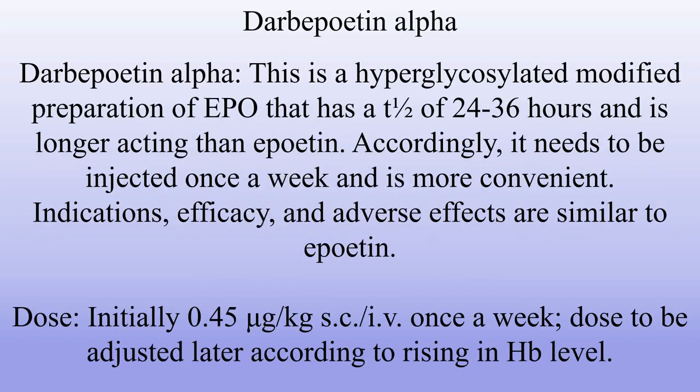And darbepoetin alpha. Darbepoetin alpha is a hyperglycosylated modified preparation of EPO that has a half-life of 24 to 36 hours and is longer acting than epoetin. Accordingly, it needs to be injected once a week and is more convenient. Indications, efficacy, and adverse effects are similar to epoetin. Dose, initially 0.45 micrograms per kilogram subcutaneously or IV once a week. Dose to be adjusted later according to rising hemoglobin level.